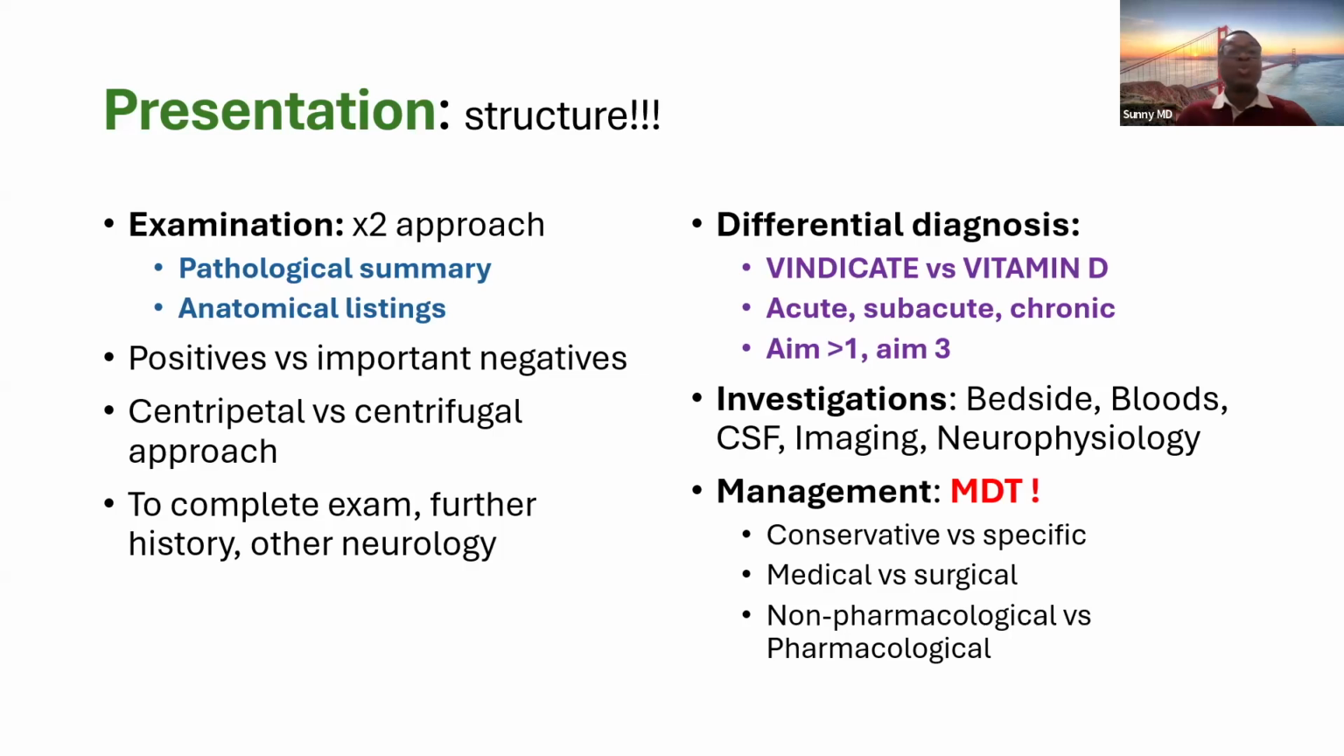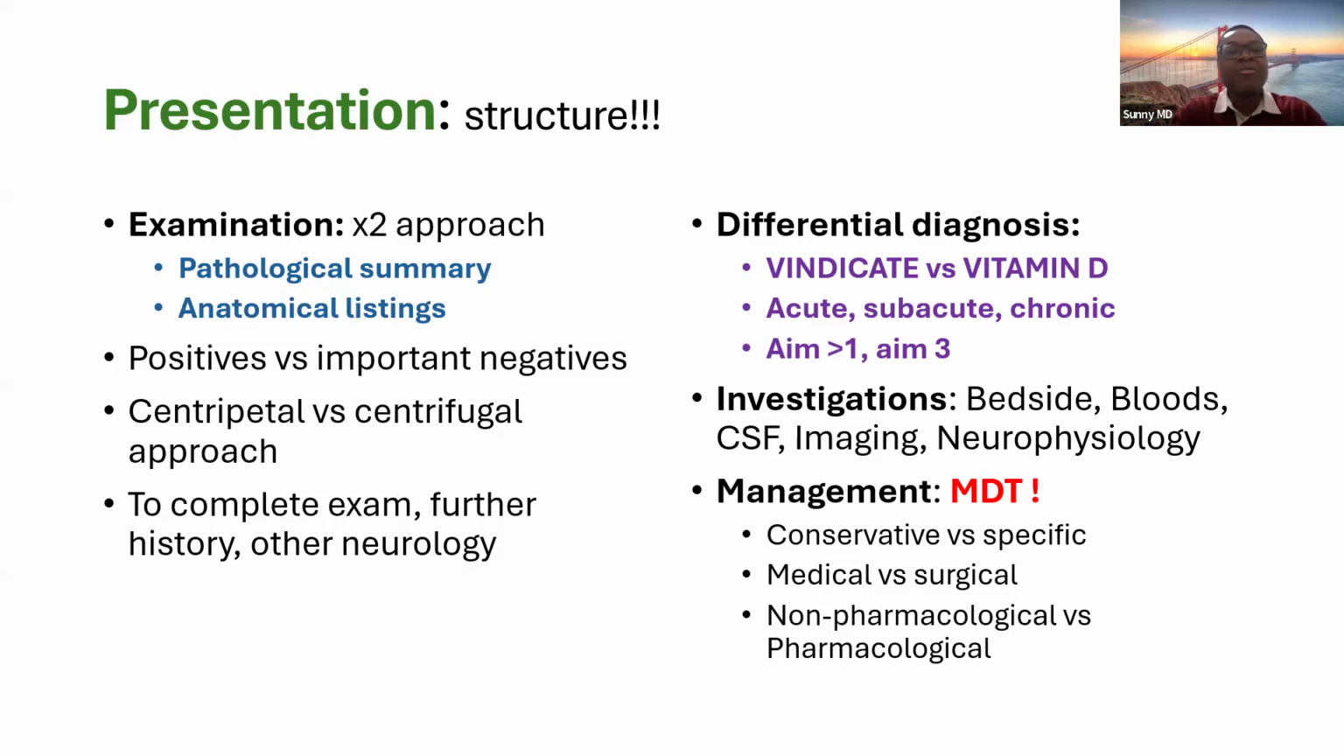So choose whatever works for you. I'm not in favor of any particular one. It depends on what's before you. If you feel a pathological summary will be a good start for you, go for it: upper motor neuron, lower motor neuron weakness, go for it. But if you're not comfortable, you can go for the anatomical listings, where you build from the bricks to the wall rather than from the wall to the bricks. You know what I mean?